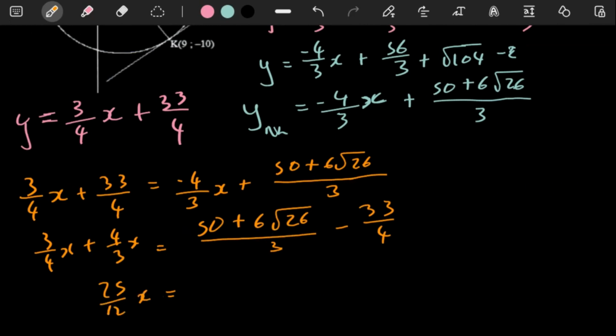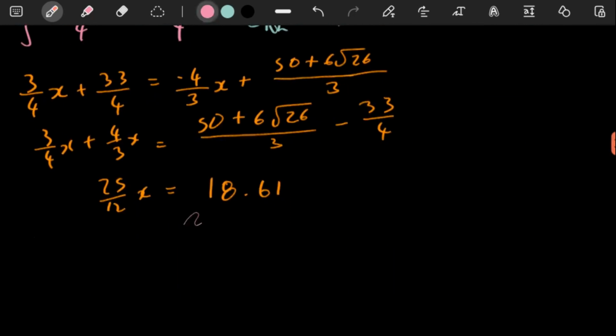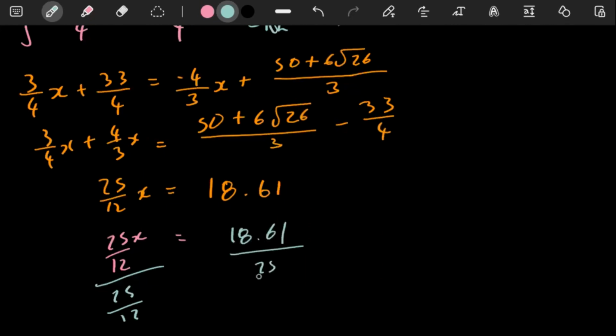These numbers put together, what you're gonna get? 50 plus 6 square root of 26, and then a 3 there, minus 33 over 4. And what you get? It's like 18.61. Okay, fantastic. You're gonna divide both sides by your numbers. So it's 25x with the 12 there. You can just divide it by 25 over 12. And then here, you also just want to divide it by 25 over 12.